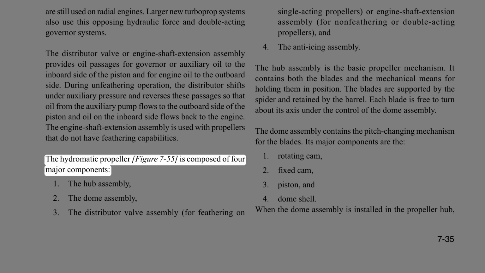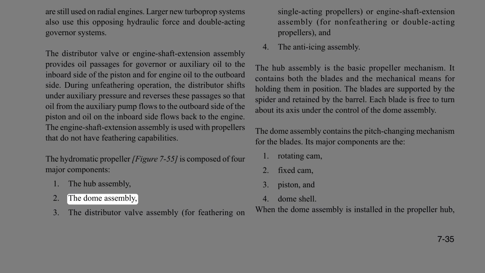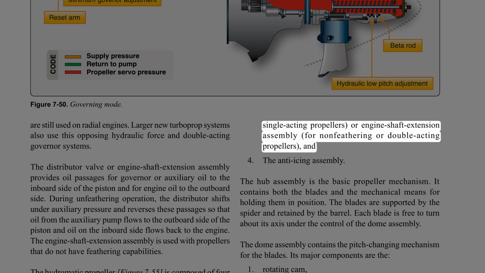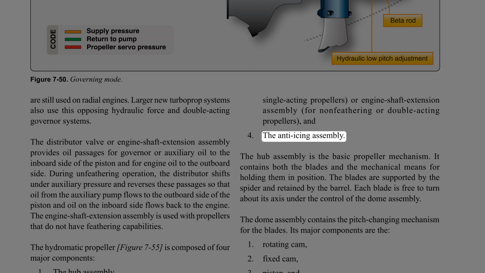The hydromatic propeller is composed of four major components: the hub assembly, the dome assembly, the distributor valve assembly for feathering on single-acting propellers, or engine shaft extension assembly for non-feathering or double-acting propellers, and the anti-icing assembly.